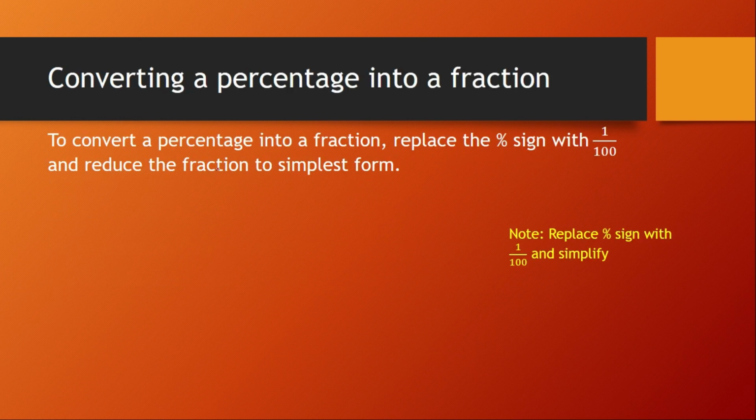Now let us do some conversions. So first one is converting a percentage into a fraction. To convert a percentage into a fraction, replace the percent sign with 1 by 100 and reduce the fraction to simplest form. First one is 20%. We have to convert it into fraction. So we can write it as 20 by 100, or if you reduce it, we can write it as 1 by 5.